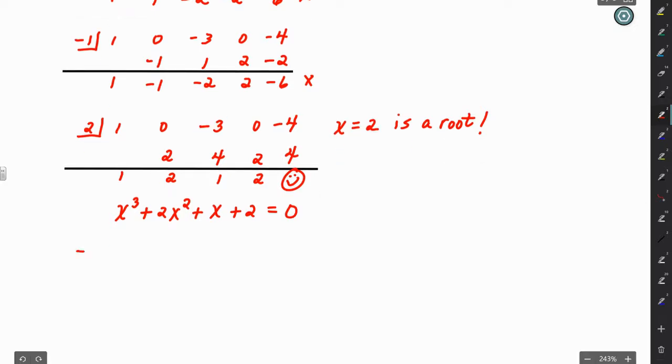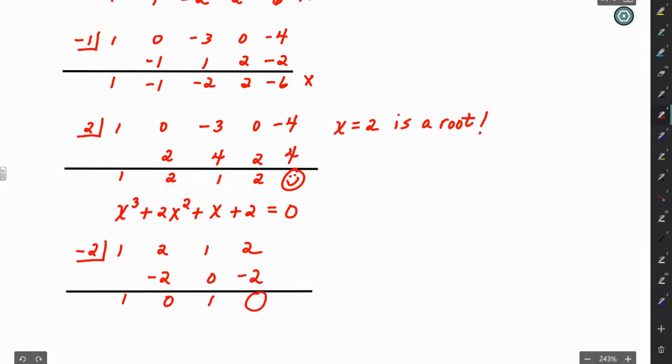So we're going to put -2 in the box. The only difference is now we're going to use our reduced polynomial coefficients. So in this case, we would have 1, 2, 1, 2. And great, that one works as well. So we also know that x equals -2 is a root.